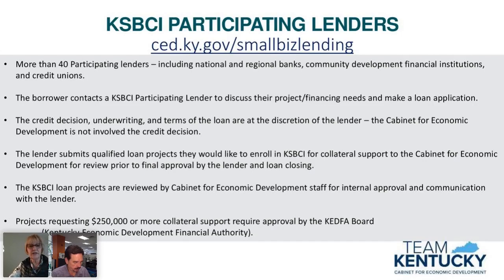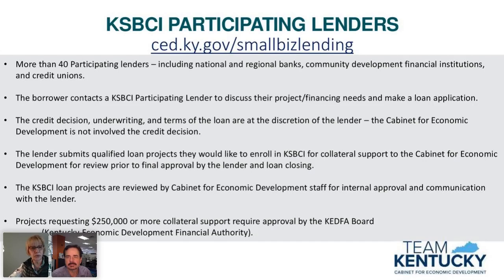So you go in and discuss your project and your financing needs. As I said, Perry went very thoroughly through the 7(a) loan with the SBA, and they're very experienced in the SBA. If you sat down with someone like Perry or another experienced lender, they can say, well, these are all the programs available and help you assess which one would be best for your needs. And then you make the loan application. The credit decision, the underwriting, and the terms of the loan are at the discretion of the lender. We do not get involved in that. It all gets done by the lender.